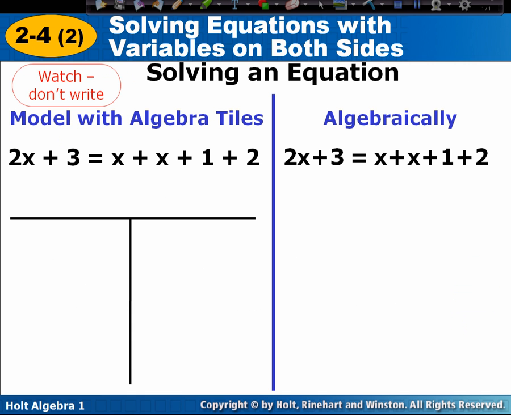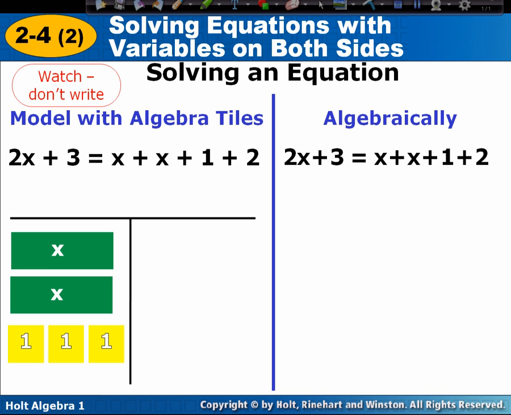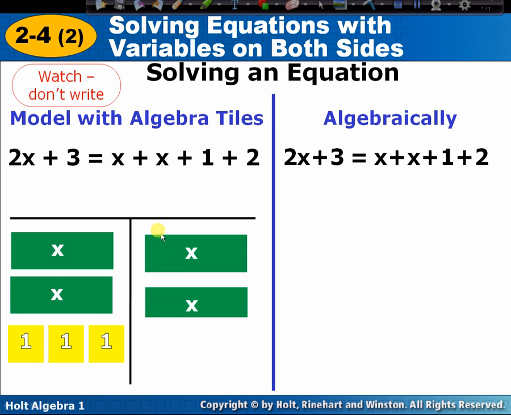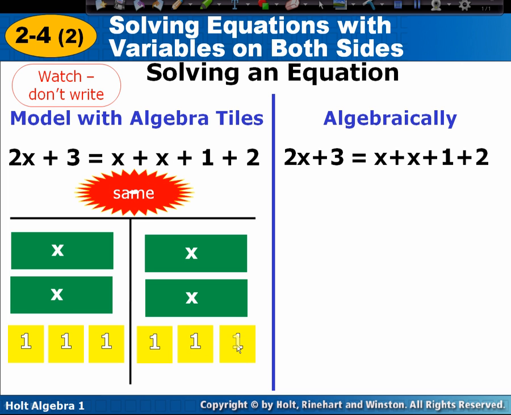Alright, these next couple of slides I want you to watch, but I don't want you to write anything down. We're going to show modeling with algebra tiles, but again, you do not have to write them down. This first one says 2x plus 3 equals x plus 1 plus 2. To show this one on the left-hand side, we have 2 x pieces and 3 unit pieces for 2x plus 3. On the right-hand side, we're going to have 2 x pieces, and then 1 unit piece, and then another 2 unit pieces.